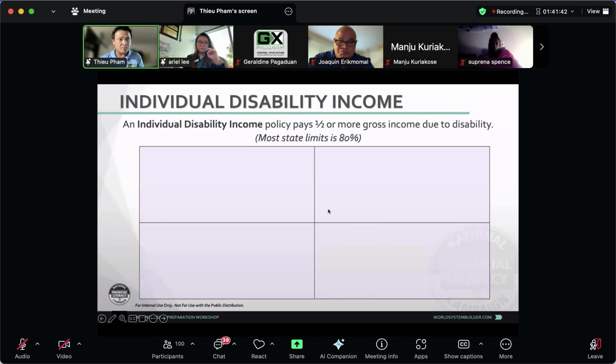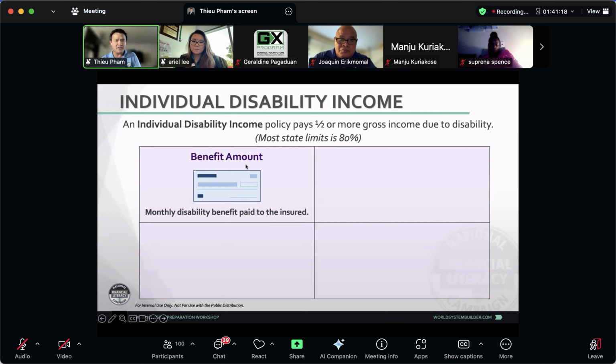Okay. So what are the different types of individual disability policy here? It pays one half or more of your income due to disability. Most states limit it up to 80%. So even if you want to buy 100% of your income, for example, some people make 100K, you can probably only buy up to 80,000 worth. Okay. The benefit amount, the term on the test, is going to refer to the monthly disability benefit paid to the insured.